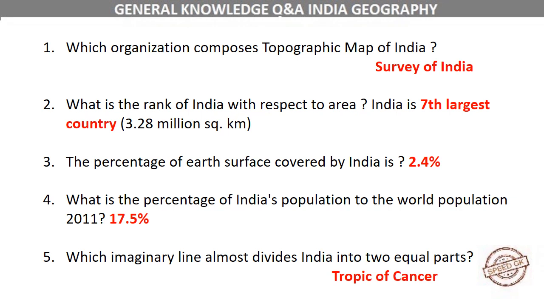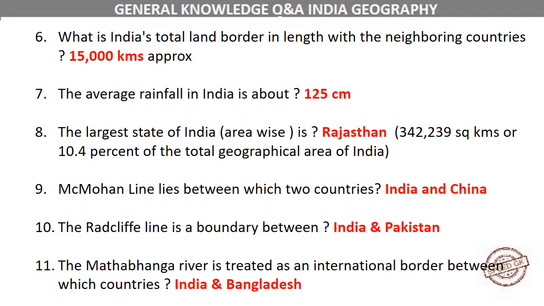What is the percentage of India's population to the world population 2011? 17.5%. Which imaginary line almost divides India into two equal parts? Tropic of Cancer. What is India's total land border in length with the neighboring countries? 15,000 kilometers approx. The average rainfall in India is about 125 centimeters. The largest state of India, area-wise, is Rajasthan, 342,239 square kilometers or 10.4% of the total geographical area of India.